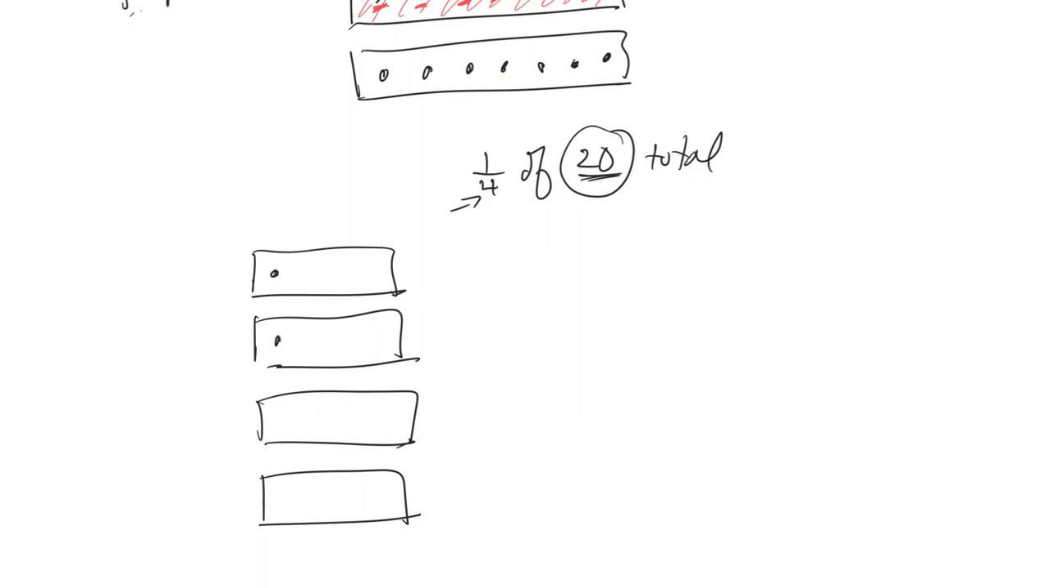So 1, 2, 3, 4, 5, 6, 7, 8, 9, 10, 11, 12, 13, 14, 15, 16, 17, 18, 19, 20. There, so I've split them evenly amongst each one of the groups. And now they're saying they want 1/4 of 20. So one of those 4 is going to be shaded. That one right there. So I'm going to count up how many are shaded in that box. 1, 2, 3, 4, 5. So 1/4 of 20 is equal to 5.